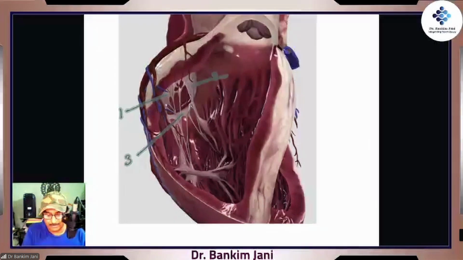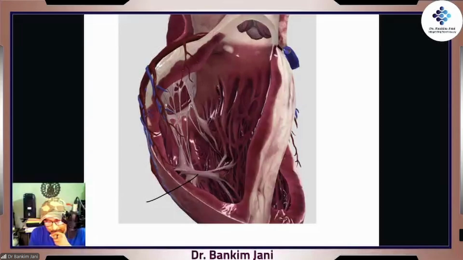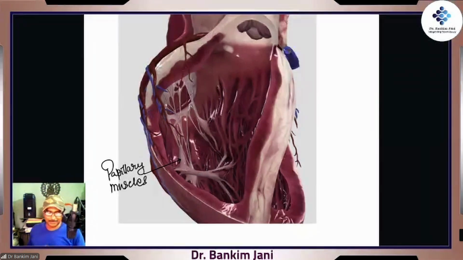What we have to see and understand is, can you see this? Associated with it, these are the muscles. So let's start with muscles first. These are the muscles. They are called the papillary muscles. Once you understand this whole process, then you'll feel that the creation of this itself is so amazing. So these are the muscles.